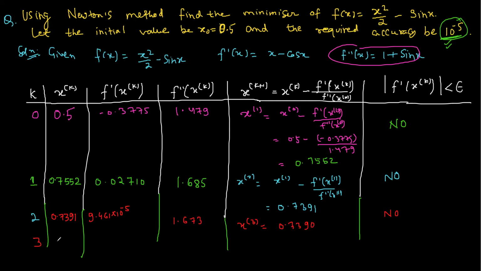Okay. The fourth step will be 0.7390. And when you put it here, 1.17 into 10 raised to minus 9, which is very much less than epsilon. And 1.763. 0.7390. You can see here, the third iteration and fourth iteration are matched, right? So you will get here. Understood? Therefore, you will stop here.